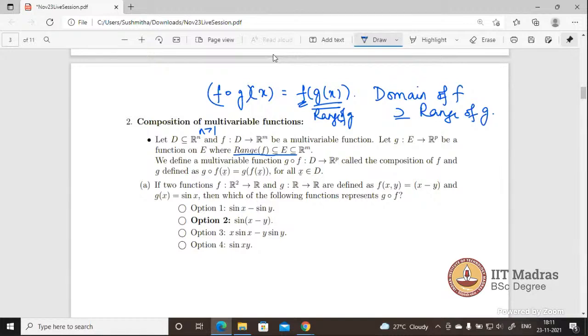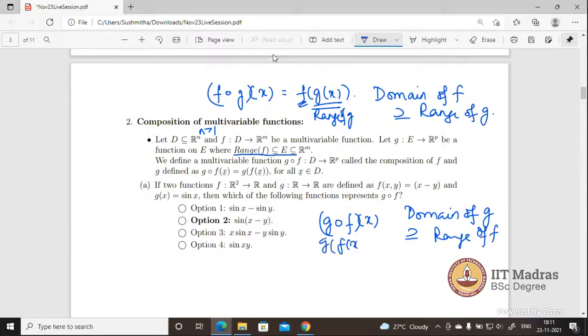This means, for f of x like this, g should be well defined. Means I need to define g composite f. Okay, this is f composite g. For g composite f of x, domain of g should contain what? Range of f. Yeah, because it's going to be g of f of x. So at this f of x, g should be defined. So domain of g should contain range of f. Similarly, here also we'll have range of f should be contained in domain of g.